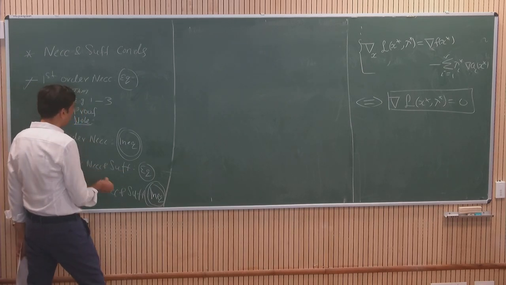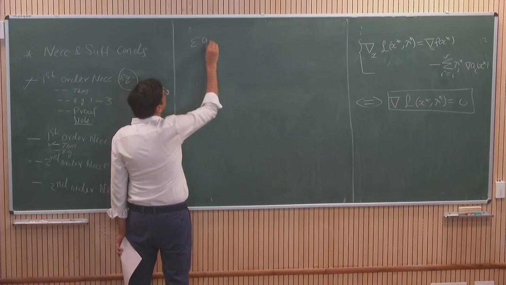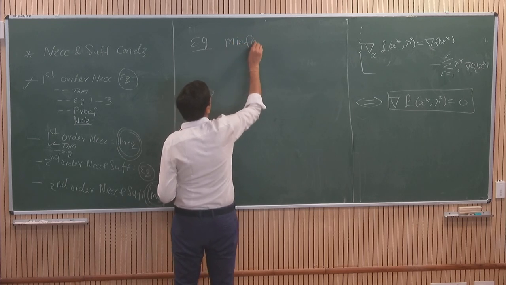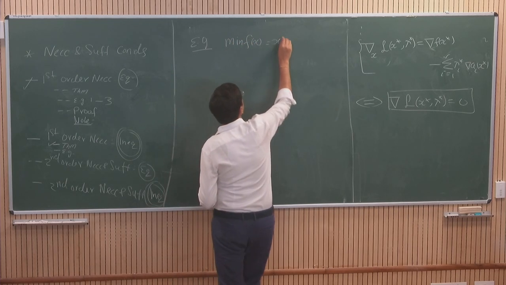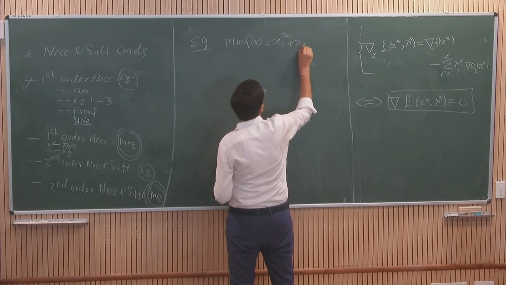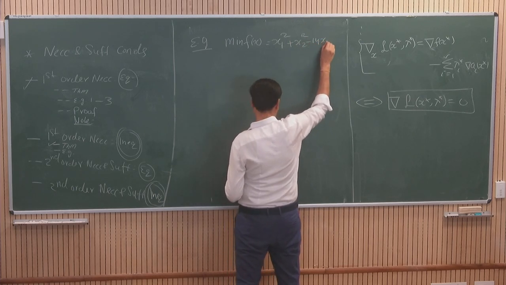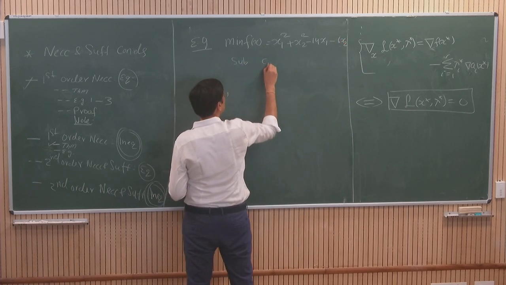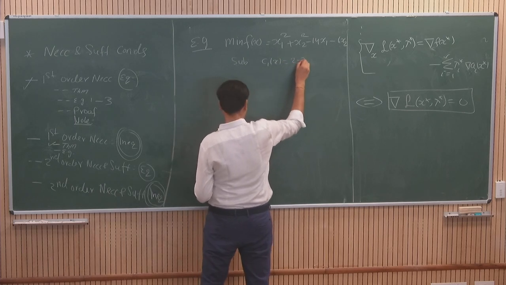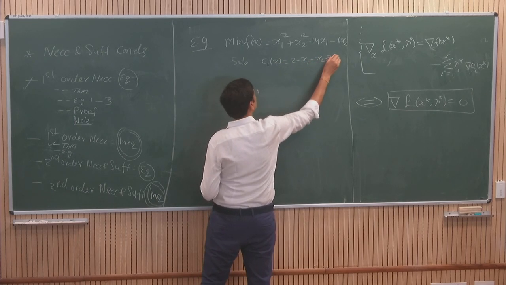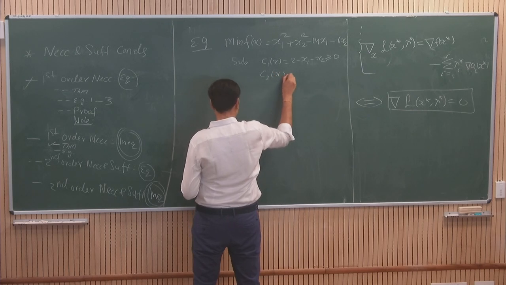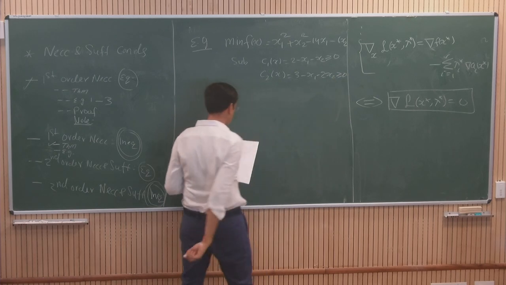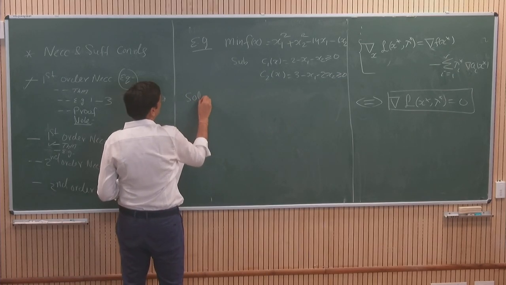Okay, so we're doing this example here. The example goes like this. It says minimize f of x, which is x1 square plus x2 square minus 14x1 minus 6x2, and they're given two constraints, subject to c1 of x equals 2 minus x1 minus x2 greater than or equal to 0, and c2 of x is 3 minus x1 minus 2x2 greater than or equal to 0. So now you have to solve it.